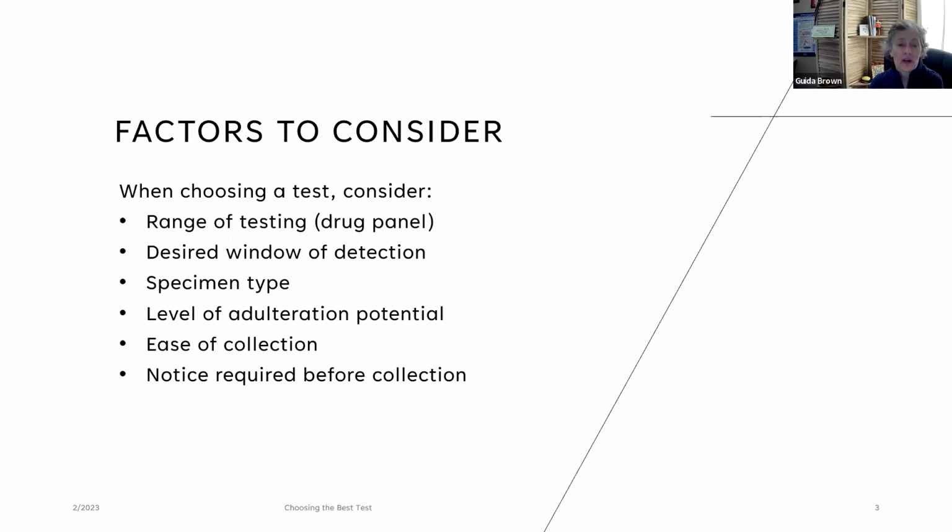We need to consider the range of testing. What are we testing for? Do we only want to test for alcohol? Do we want to test for other drugs of abuse? Marijuana tends to be an outlier, so we'll talk more about that. But the fact of the matter is we need to know what substance we want to test for, and are we testing for the proper substance?